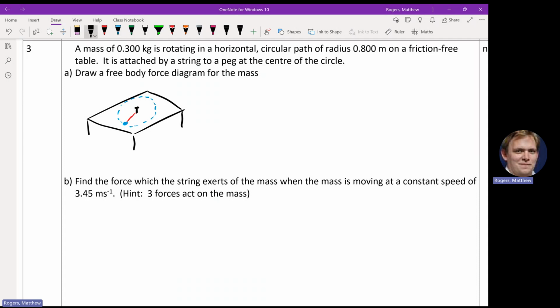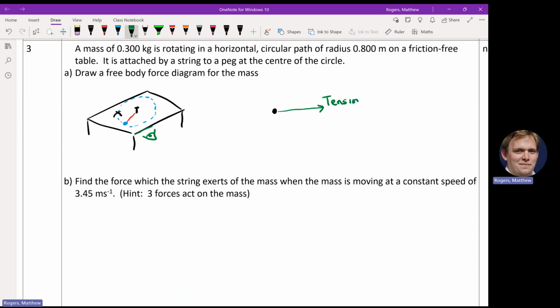So when I draw my free body force diagram, which is what the question's actually asking me to do, I need to pick a point. I'm going to pick the point when it's about here on my diagram, so that the tension is going to be acting horizontally to the right. So I'm looking with my eye line level with the table, from somewhere over here as it's at this point. So this is the tension in the string.